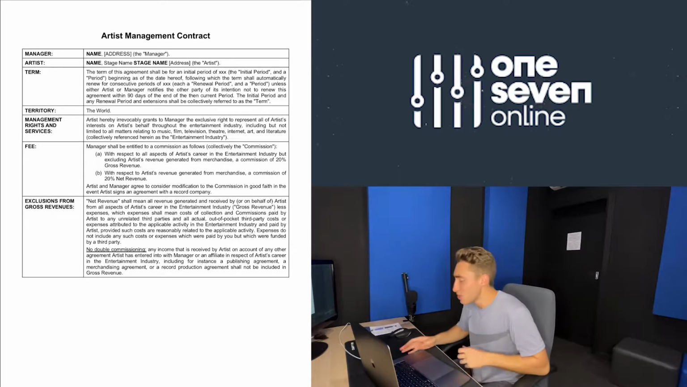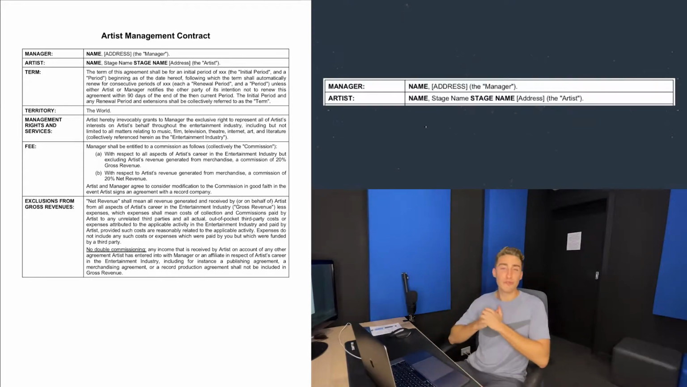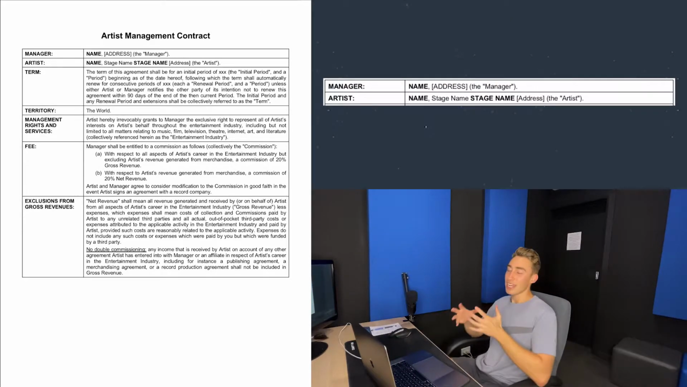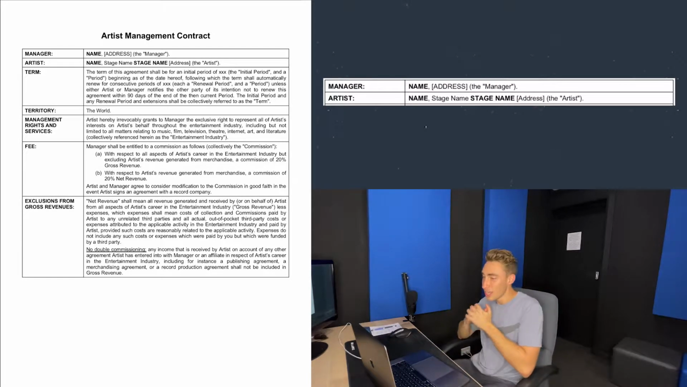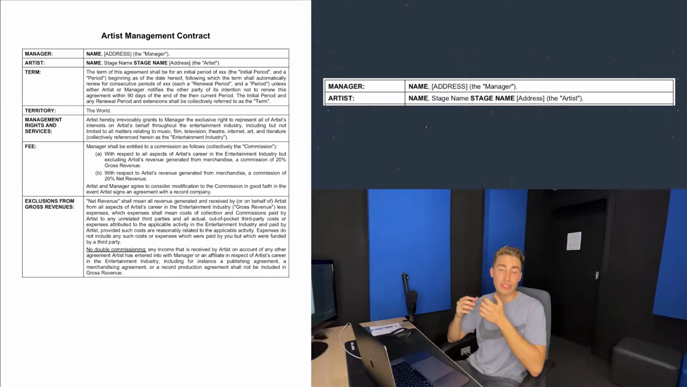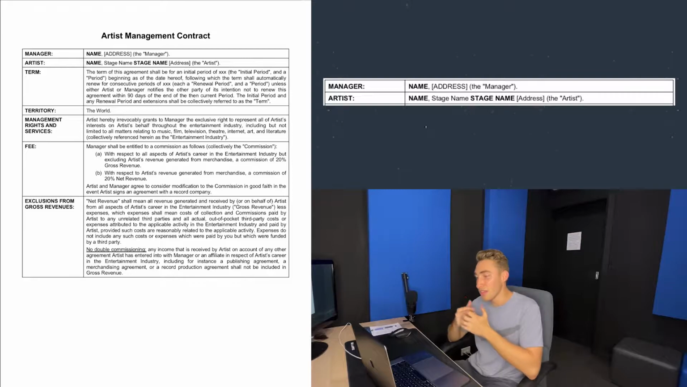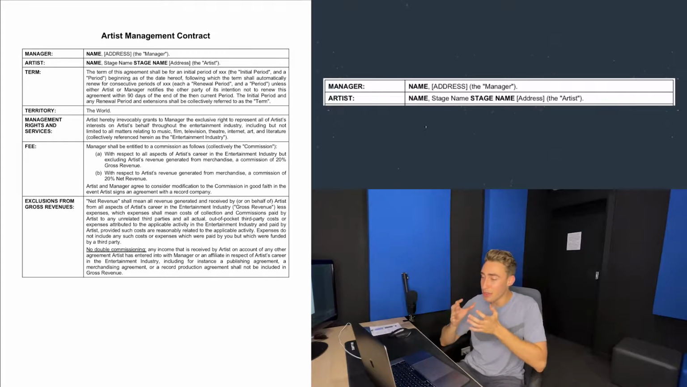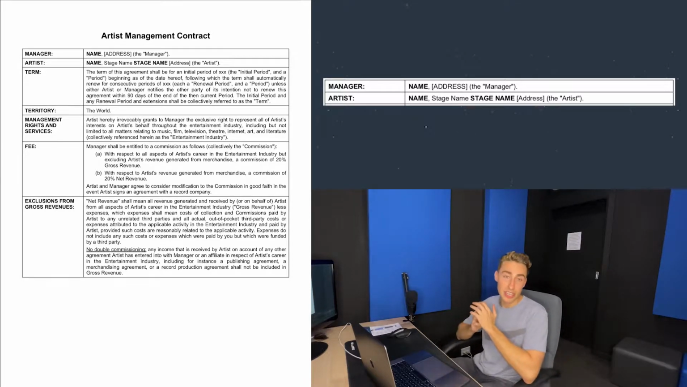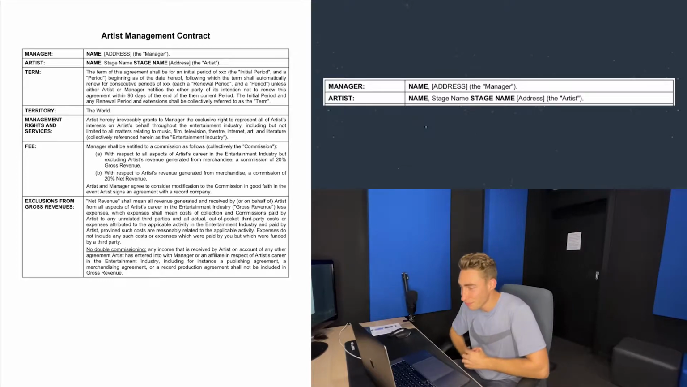So, jumping straight in. First and foremost, your artist management contract has to define who are the parties. So, the first line, manager, is stating the manager, whether it's an individual or a company. Then the second line is going to be stating the artist. Who is the artist? What is their full legal name and what is their stage name? For example, it could be Andrew and the stage name could be Andek.